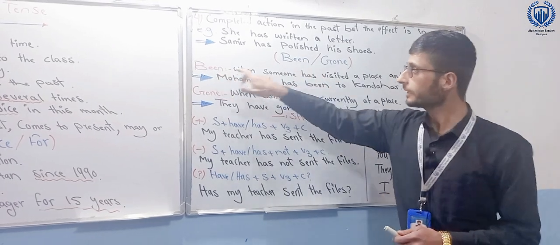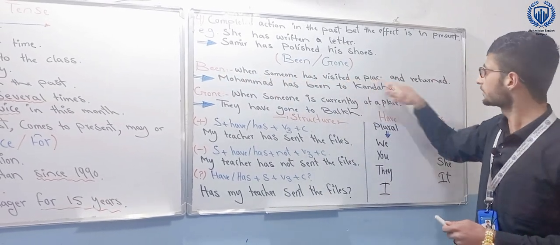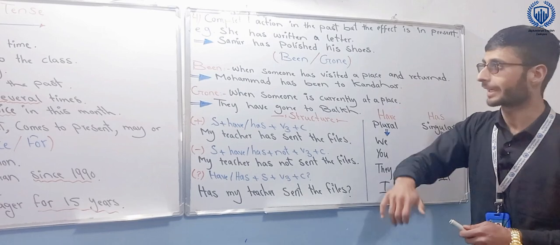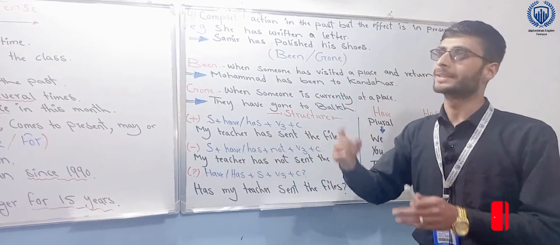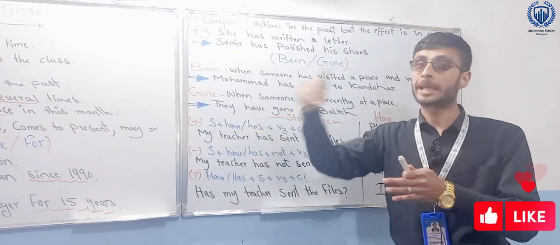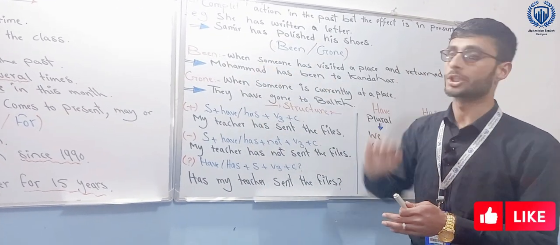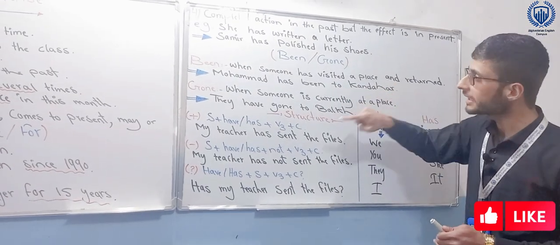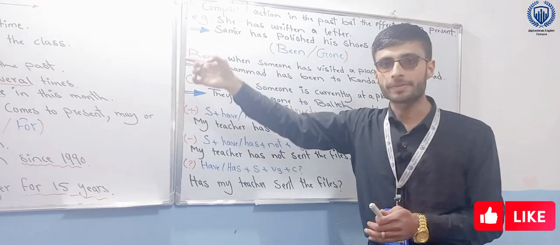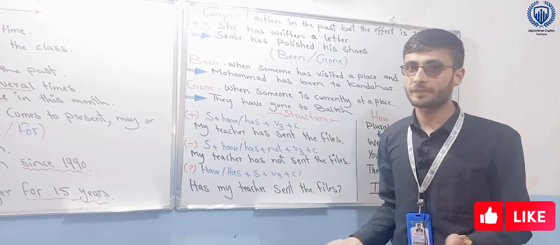First, "been" is used when someone has visited a place and returned. When you want to talk about someone who went somewhere and came back, we should use "been." Muhammad has been to Kandahar. It means Muhammad went to Kandahar. Now he lives in Afghanistan.